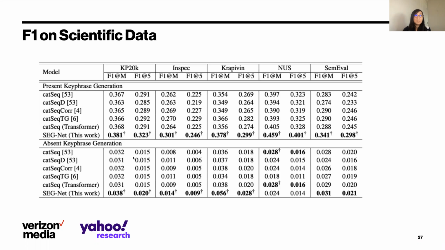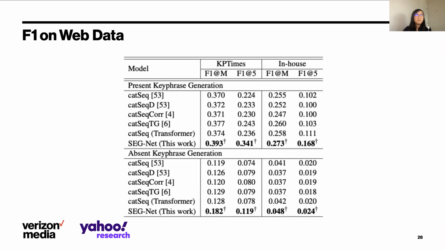And then for the absent key phrase generation, we are observing similar improvement. So for all these data sets, we are improving the F1 score at M and at 5, except for this one, but this one is a very small test data set. So the majority of the cases, we're still improving. And then here's the F1 score on the web domain data sets. So again, for both KPTimes and our in-house data sets, we are improving over the baseline for the present key phrase generation significantly. And the same happens for the absent key phrase generation.